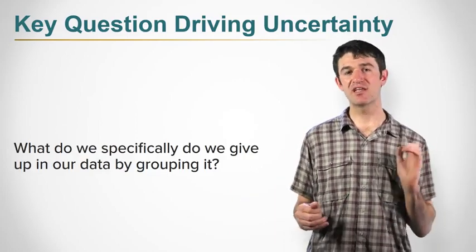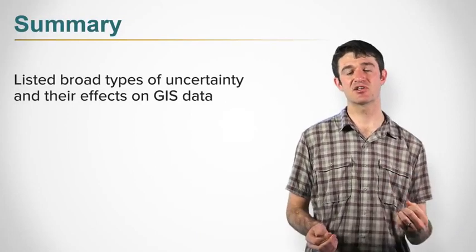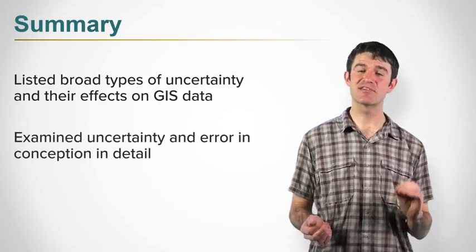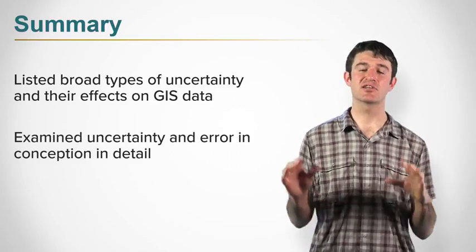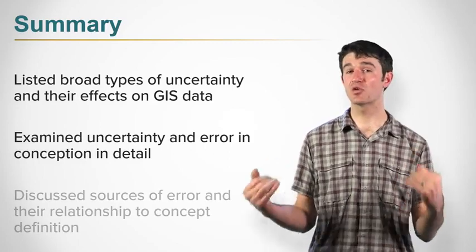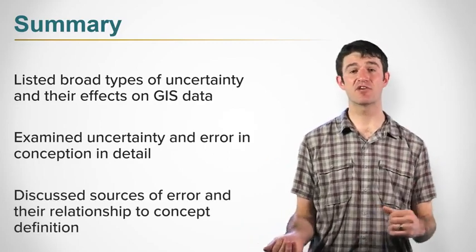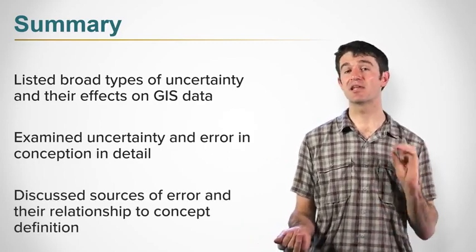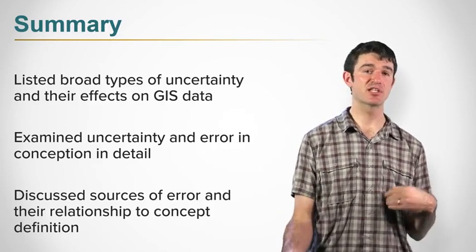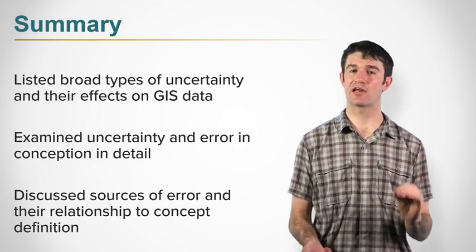Okay, we'll leave it here for now. In this video, we discussed the broad types of uncertainty that affect our geographic data, and then went into detail on one specific type of uncertainty and error in the conception of our data. We learned about sources of error from our definition of our phenomenon of interest, from our ability to directly measure that phenomenon, and from how we decide to regionalize or group individuals into useful categories.